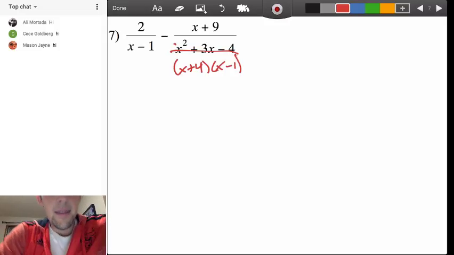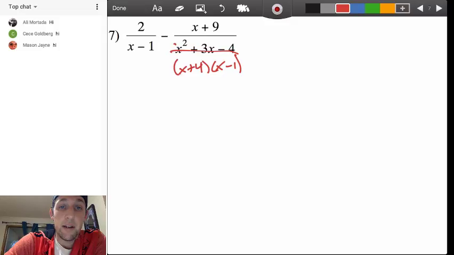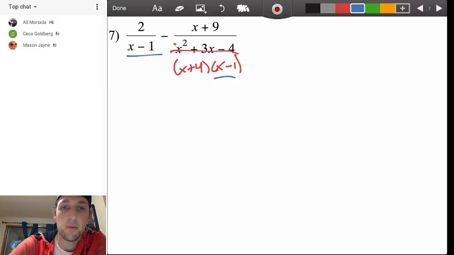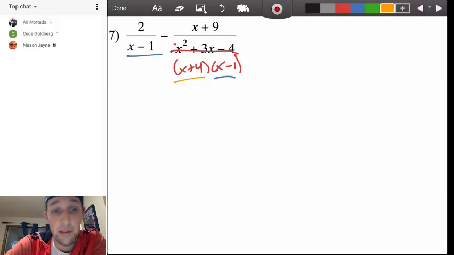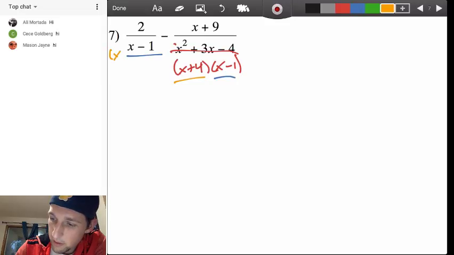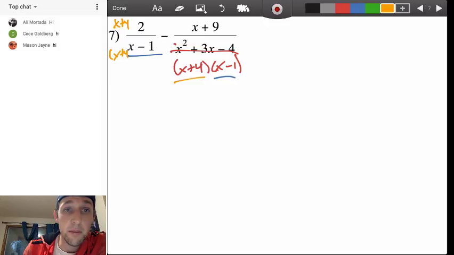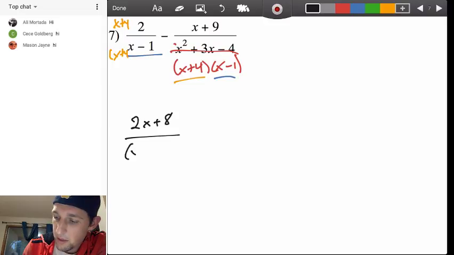All right, and then I need a common denominator. Okay, so here's the key. They both have x minus 1s, but this one's got an x plus 4, and the other one doesn't. Bummer. So all I'm going to do is multiply the first one by x plus 4. When I do that, I distribute in my numerator, so I get 2x plus 8 over x plus 4 times x minus 1.